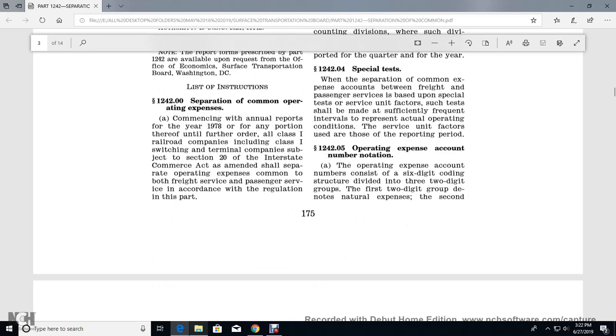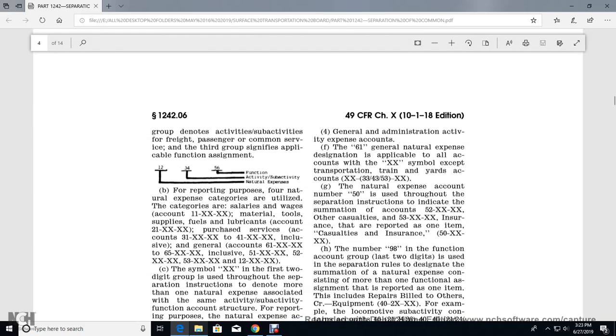1242.05, operating expense account number notation. Operating expense account numbers consist of a 6-digit code structure divided into three 2-digit groups. The first 2-digit group denotes the natural expense, the second denotes the activity, such as passenger or common service, and the third group denotes the function, the first natural expense, activity, sub-activity, function.